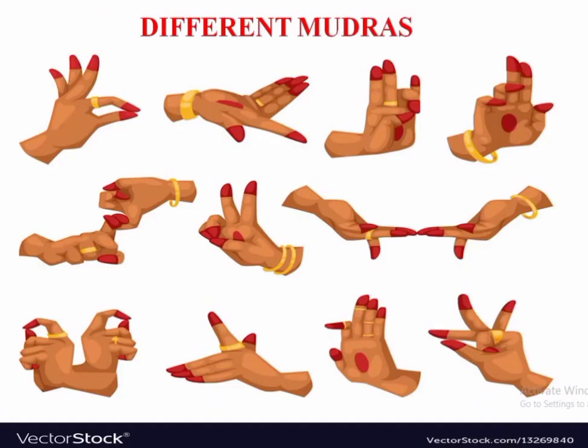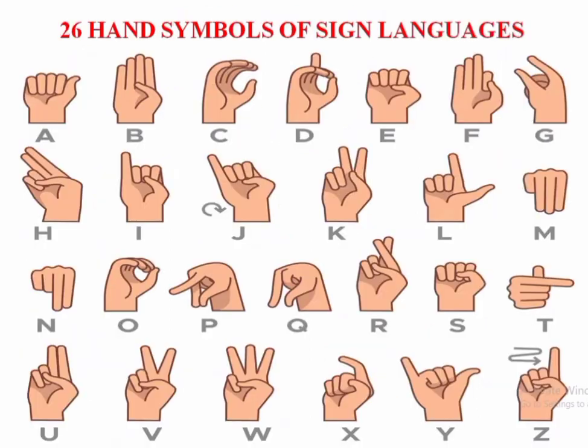Also, we use different mudras to express ourselves. To make it easier, we have 26 hand symbols of sign languages. People, those who cannot speak, express themselves through these hand symbols. Children, here the alphabets are given different signs, different symbols. Can you try your name expressing in these hand symbols?